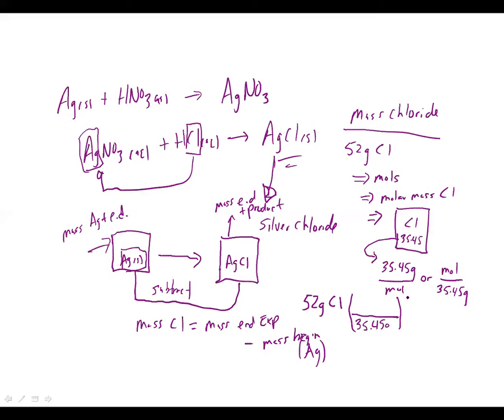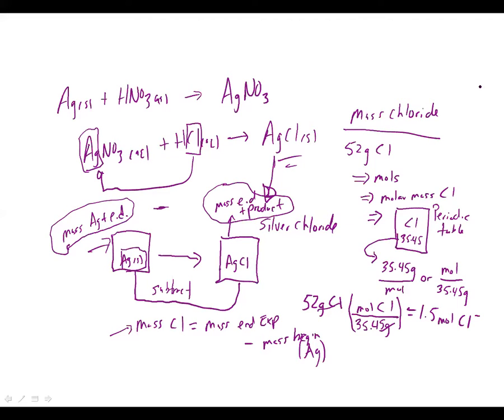The grams of chlorine will cancel. And if you grab your calculator, 52 divided by 35.45 gets you about 1.5 moles of chlorine, or chloride really, in this case. So in the experiment, you want to look for, in that video, the mass of the silver at the beginning in the evaporating dish, and the mass of the evaporating dish and your product at the end. Any questions on that?